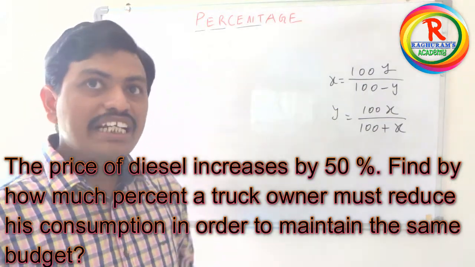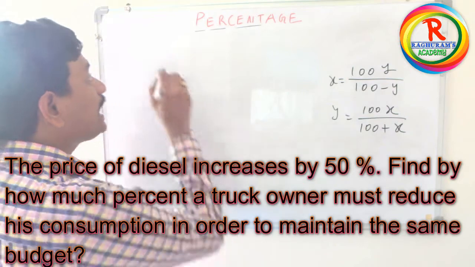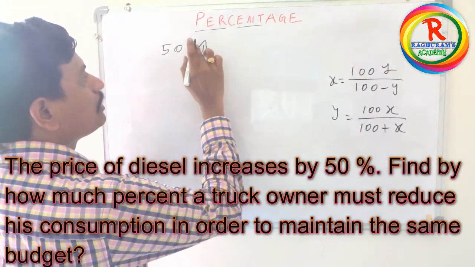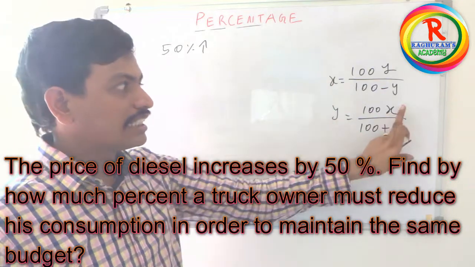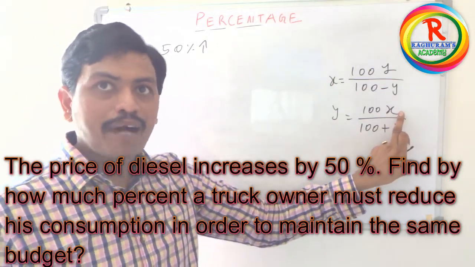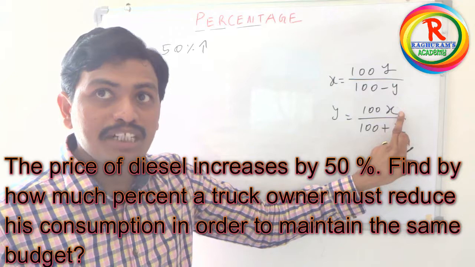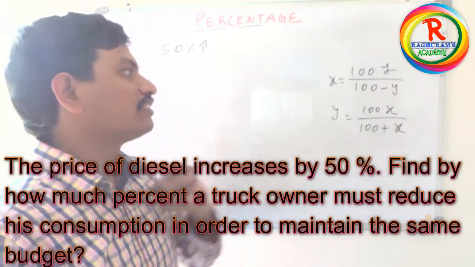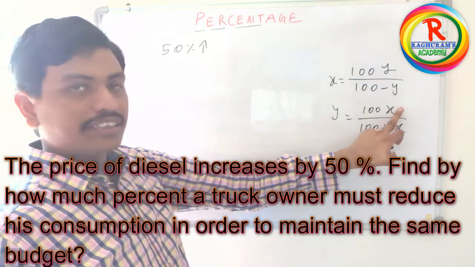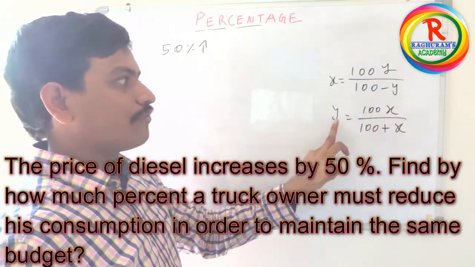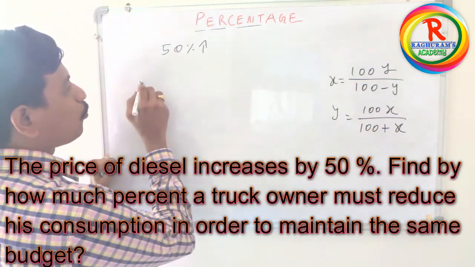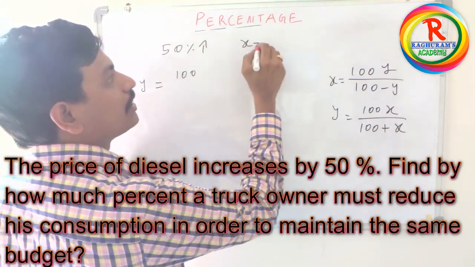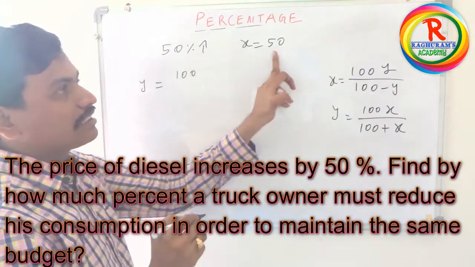The price of diesel is increased by 50%. What is given? Increased percentage, that is X is given. Find by how much percentage the truck owner must reduce his consumption in order to maintain the same budget. So increase is given, increase is nothing but X. We need to find Y. So Y is equal to 100X. X is what? We take X is 50.